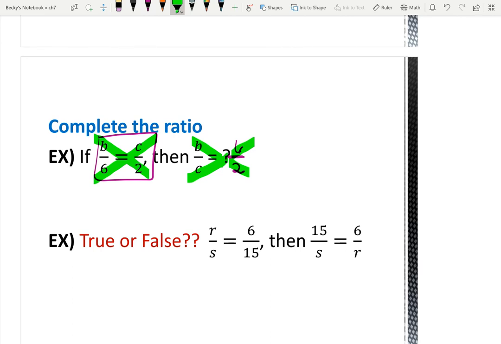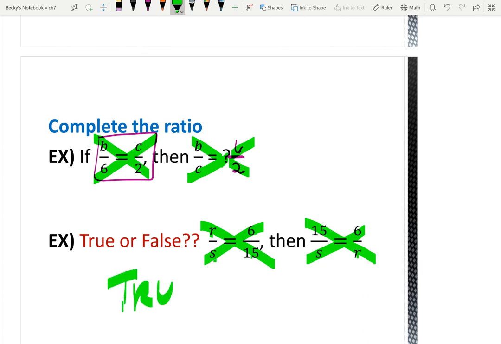So, is the last one down here true or false? And it's pretty easy. Just check the means and extremes. Are they the same? So 15 is being multiplied by R, so that's the same. And 6 and S, and that's the same. So this is true.